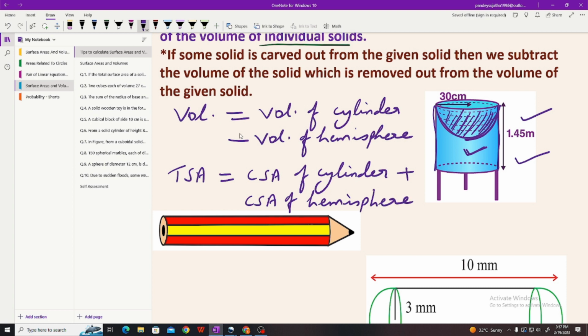So this is the difference between calculating the volume and the total surface area. For volume, the object that is being removed is to be subtracted. But for calculating the total surface area, we add all the areas that are visible to our eyes.